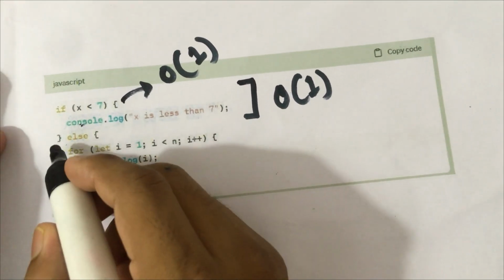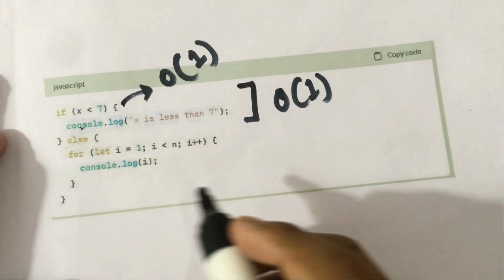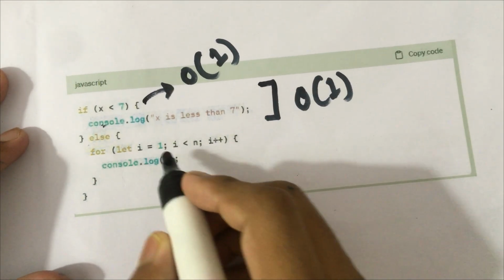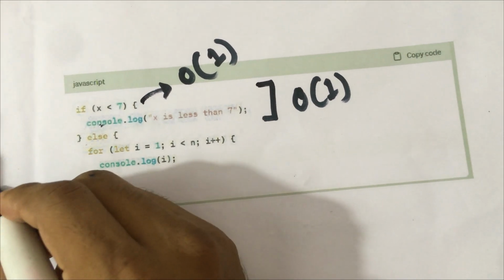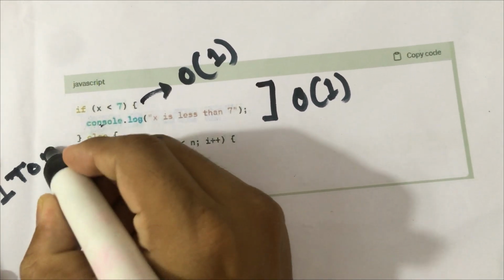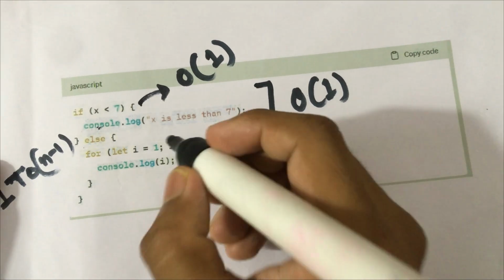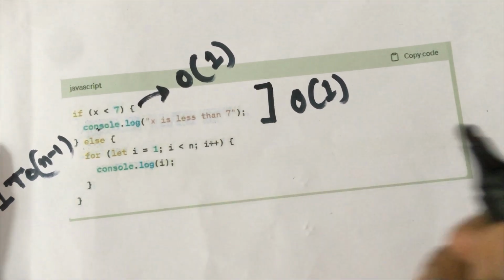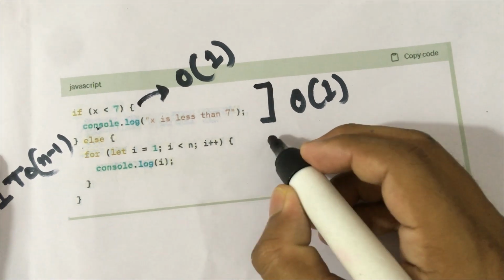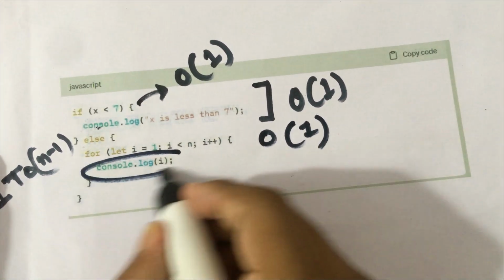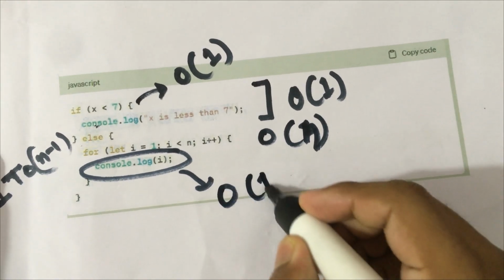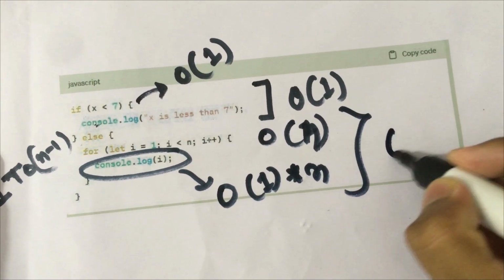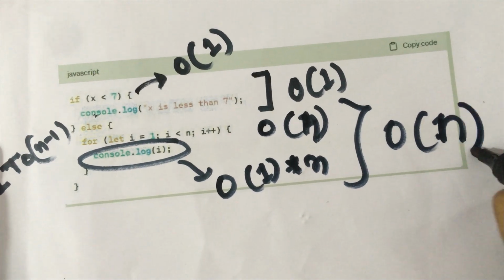Here you can clearly see that i starts from 1 and goes till n minus 1. How many times will this execute? Oh, I'm sorry, the inner big O is 1, right? So O of 1 times n times. This overall becomes O of n.